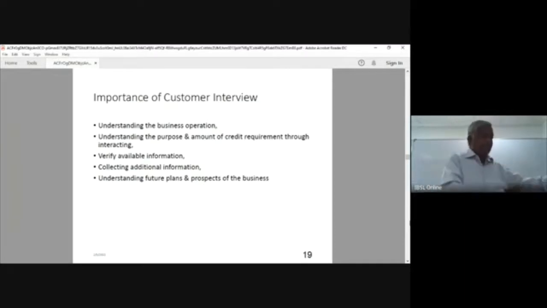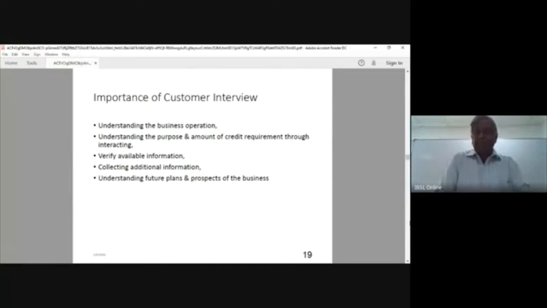Once the application or the other analysis is satisfactory, the customer will give an application form, and the customer may give a project report. When you have analyzed and evaluated those and you are satisfied, then you go for the customer interview to collect additional information. Right. Importance of the customer interview.